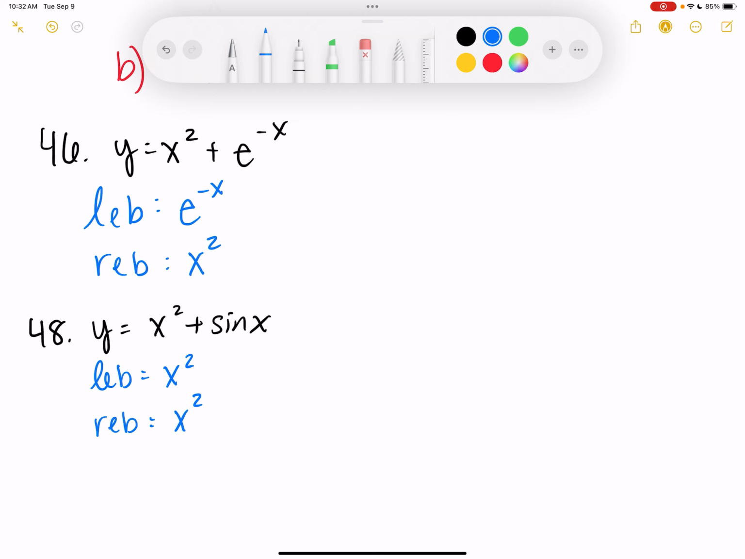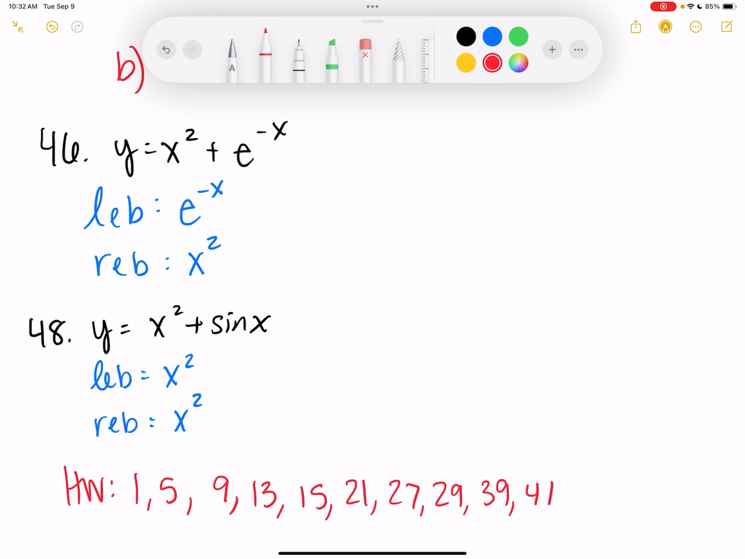All right, so the problems to go with this section: 1, 5, 9, 13, 15, 21, 27, 29, 39. There's a lot. Then 41, 43, and 45 is one of these end behavior ones, but again, I wouldn't stress about it too much, just so that you've seen one. So, anyways.